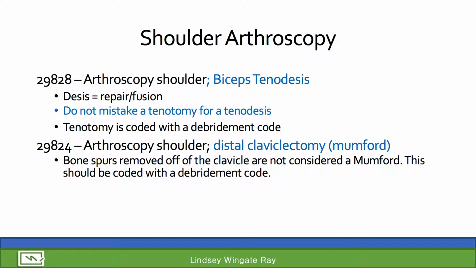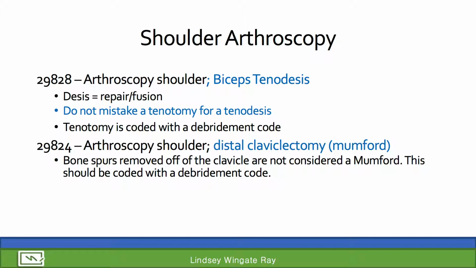29828 is a biceps tenodesis. Now remember, desis means fusion repair. Do not mistake a tenotomy for a tenodesis. A tenotomy means cutting into, is when they are releasing the tendon. A tenodesis is when they are releasing the tendon but repairing it back together. So if they say they do a tenotomy, that's going to be coded with that debridement code we talked about earlier.